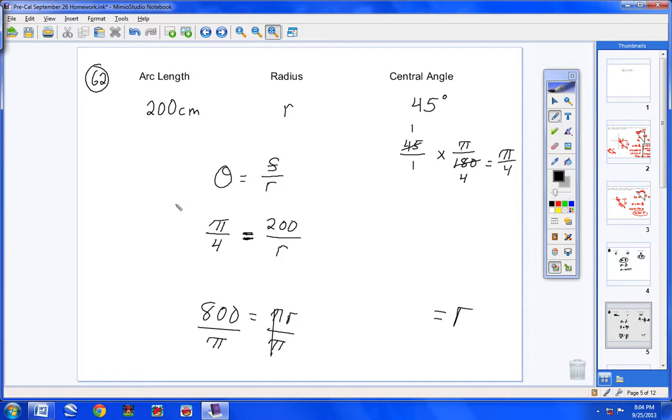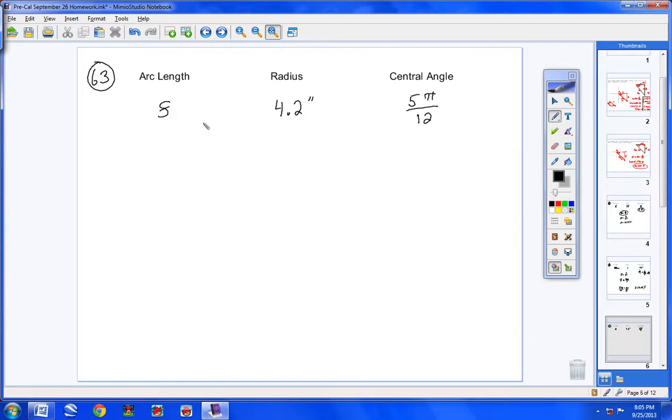Let's use your pi button on your calculator. 800 divided by pi. I just typed that in wrong. Hold on one second. And I'm getting out for number 62, 254.6479089. So we're going to round to 2 decimal places like we're supposed to. 254.65, and don't forget we're in centimeters, so that would be centimeters. Sorry, that's so sloppy. 254.65 centimeters. Moving on to 63.